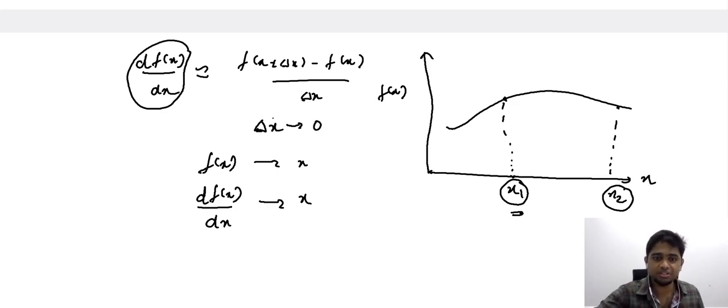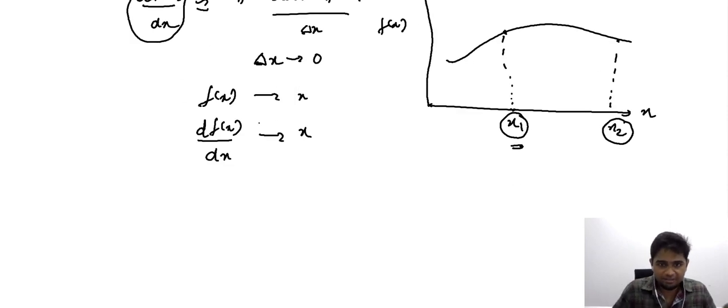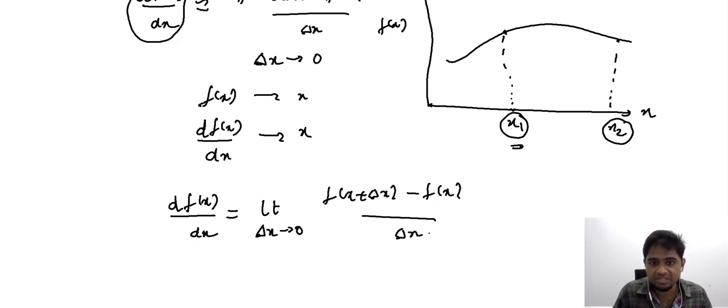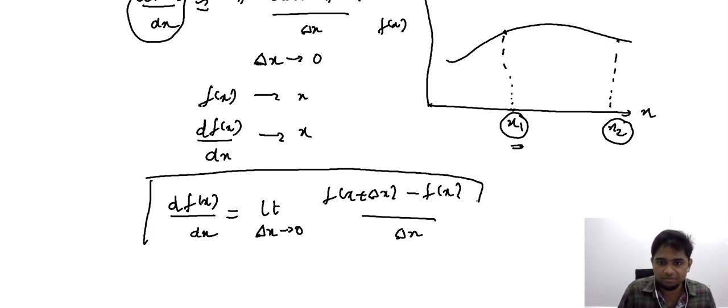So this is something that you would have seen if we write it down. The change in f of x with respect to x is equal to the limit as delta x tends to 0 of f of x plus delta x minus f of x, divided by delta x. This is something that you would already be familiar with. You would have learned this in your school days.